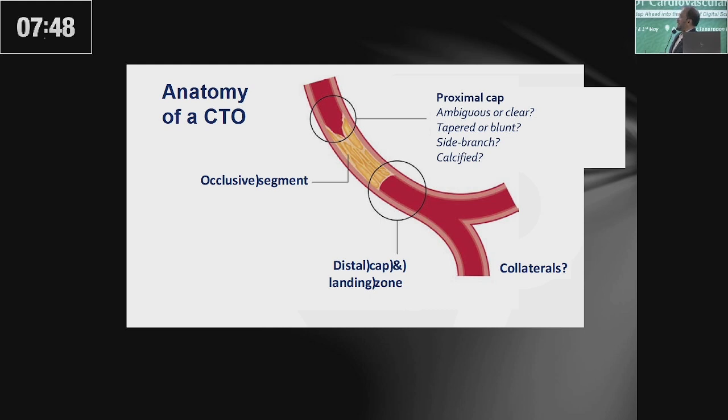So for CTO recanalization antegradely by wire escalation method, there are 3 steps: puncture the proximal cap, traverse the CTO body, puncture the distal cap. These are the 3 steps for crossing CTO antegradely: proximal cap, traverse the CTO body, distal cap.